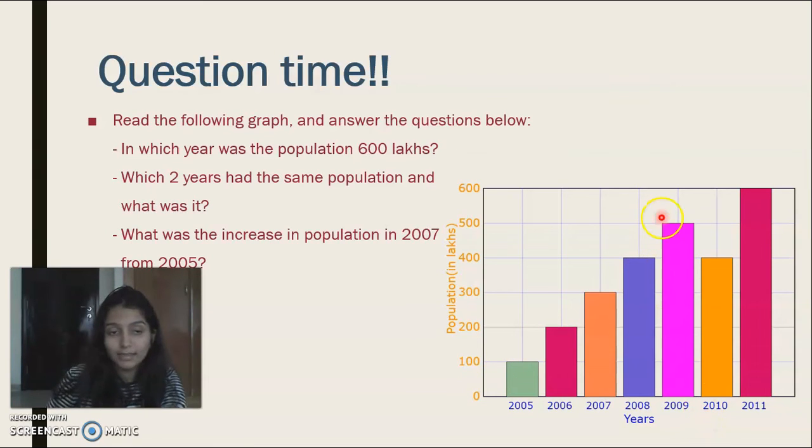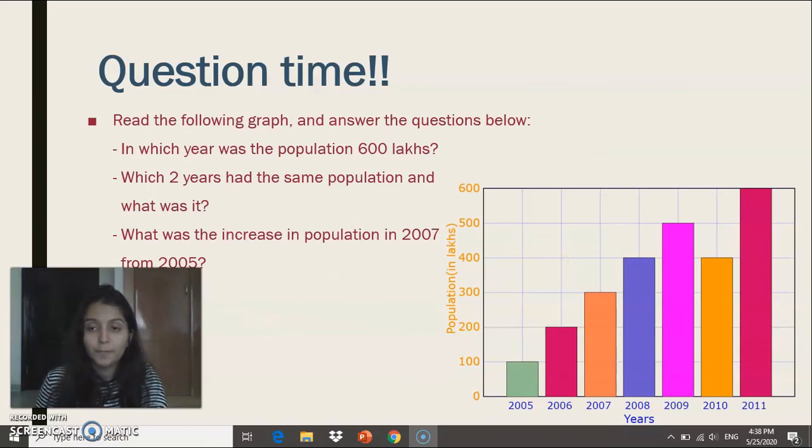Then in 2010, it decreased a little bit. And then again in 2011, it increased. So this graph is showing us the changes of population over a period of time, right? This is the second use of a bar graph. It helps us to track changes over a period of time. Let's look at these questions over here.